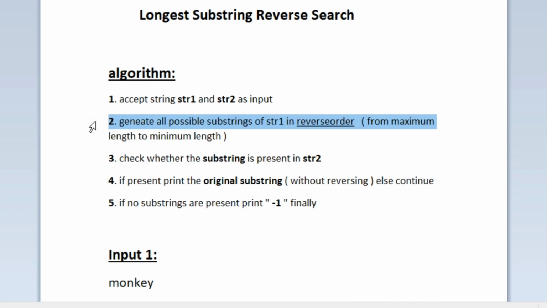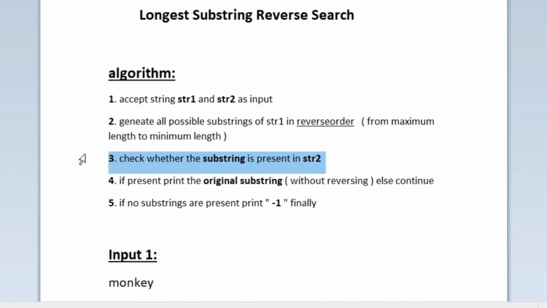to generate all possible substrings of the string str1 in reverse order, and the length must be from maximum to minimum, because in the question our task is to find the longest substring. So that is why we find from maximum to minimum.